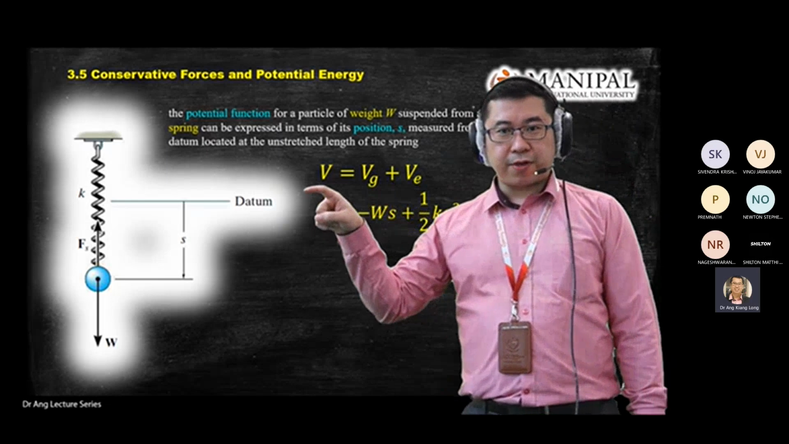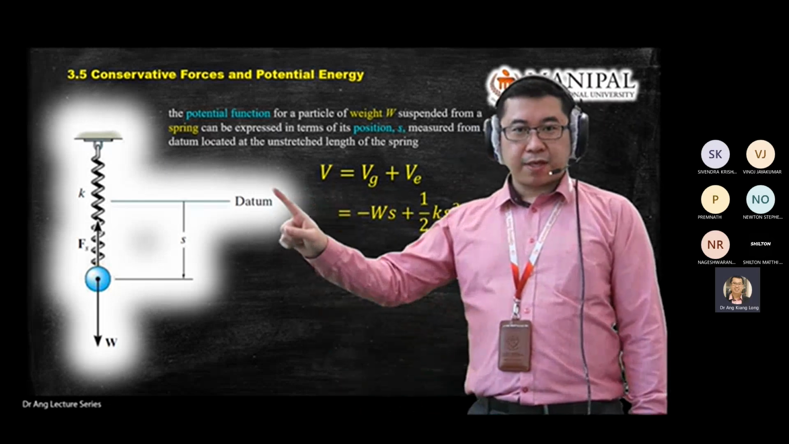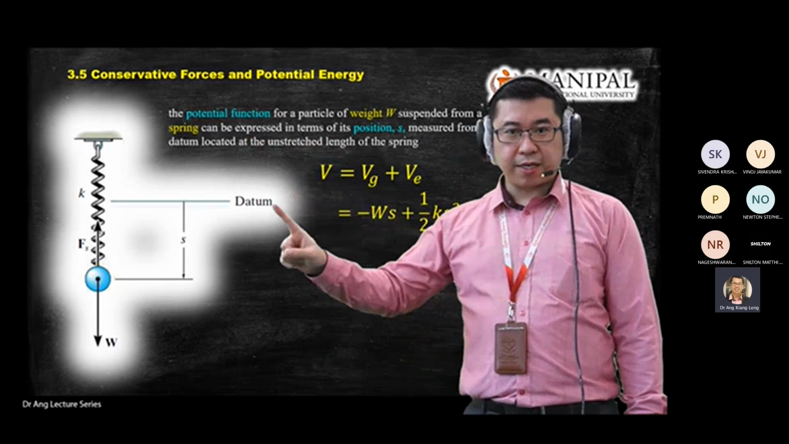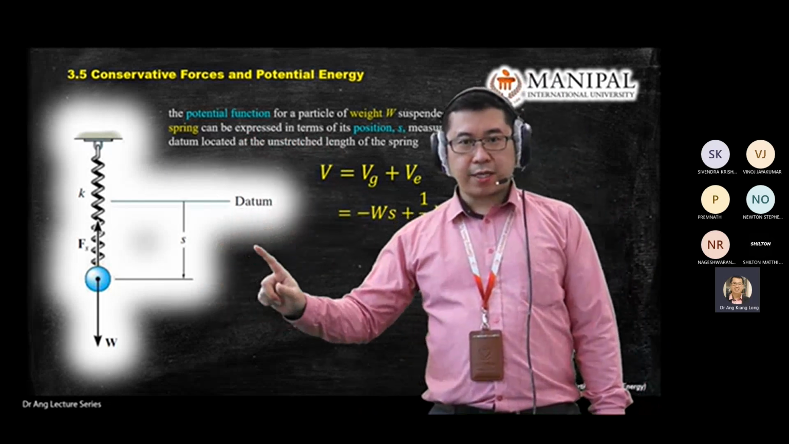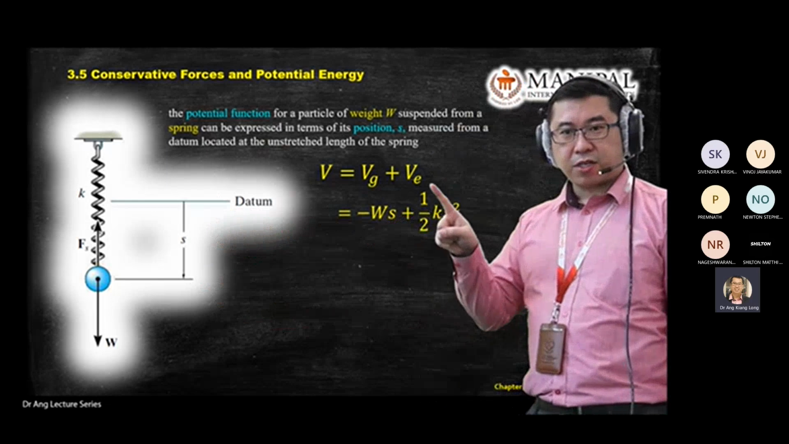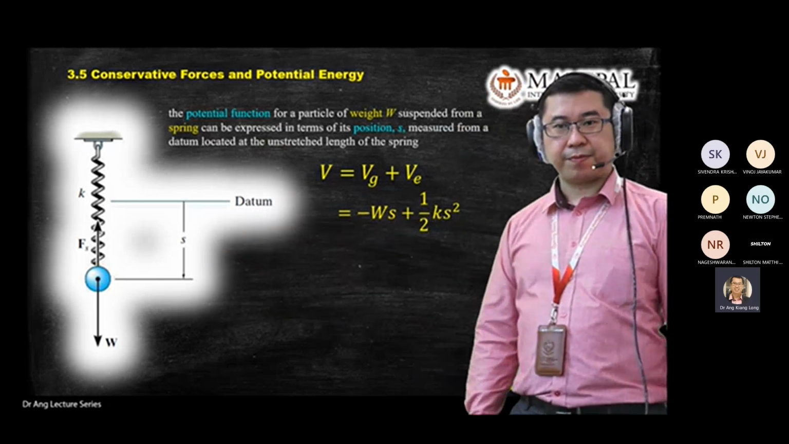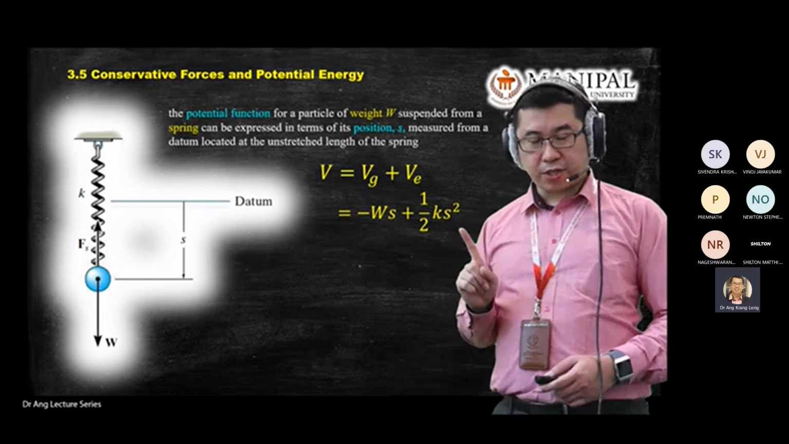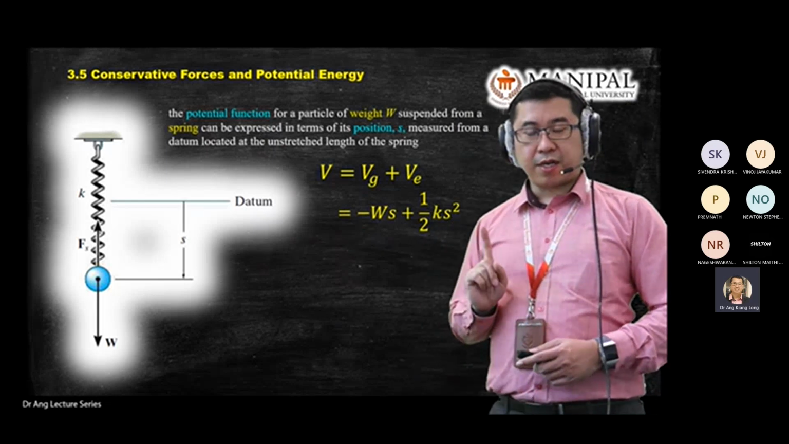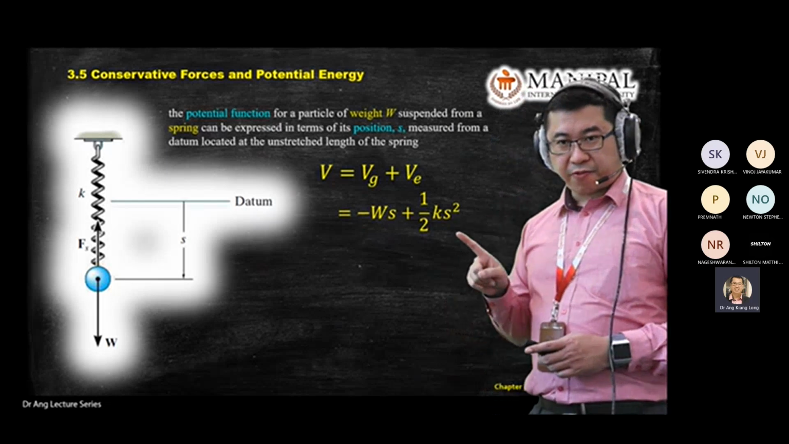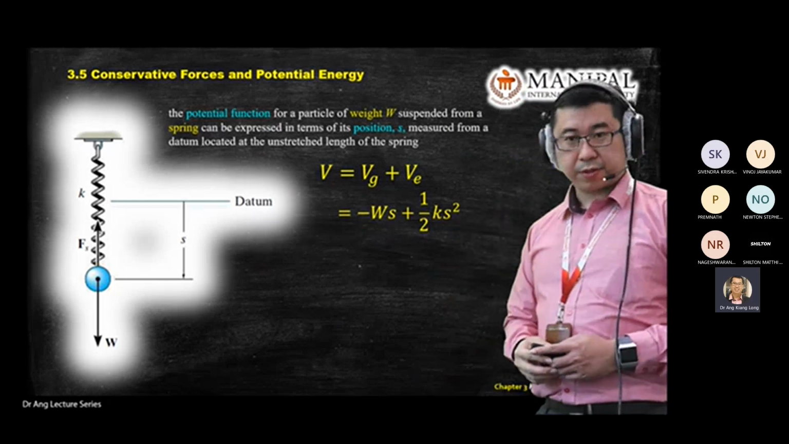Gravitational always refers to the datum. If the object is above the datum, you get a positive sign here. If the object is below the datum, you get negative. Spring is always positive, half ks squared. This energy equation won't be given to you in the exam, so you need to be familiar with this equation.